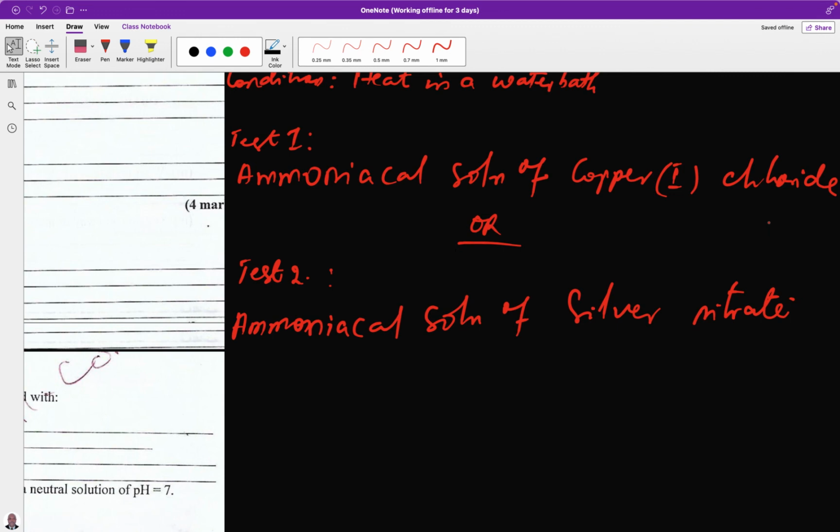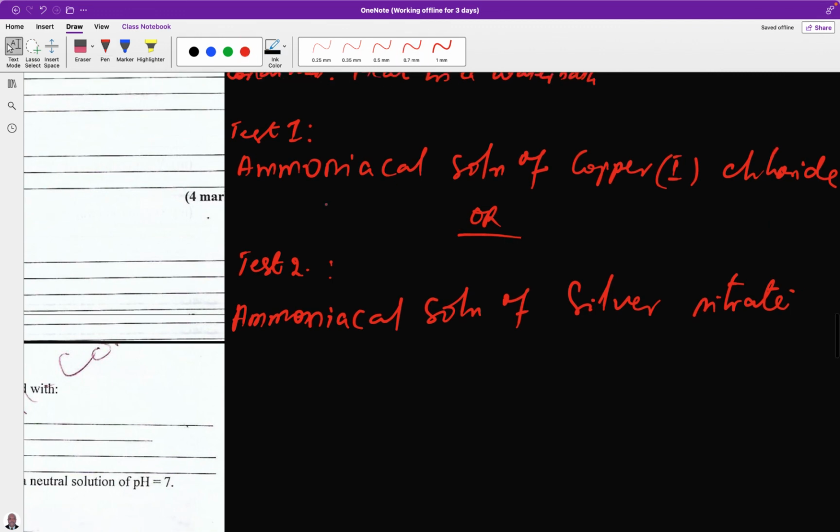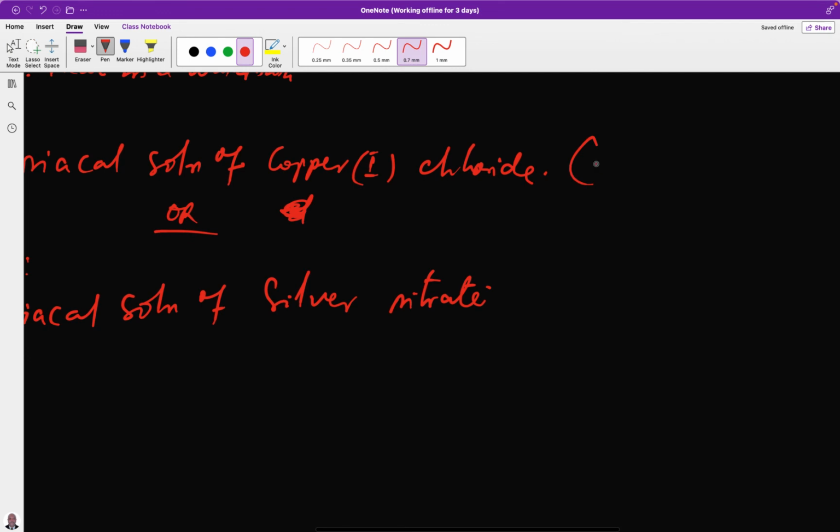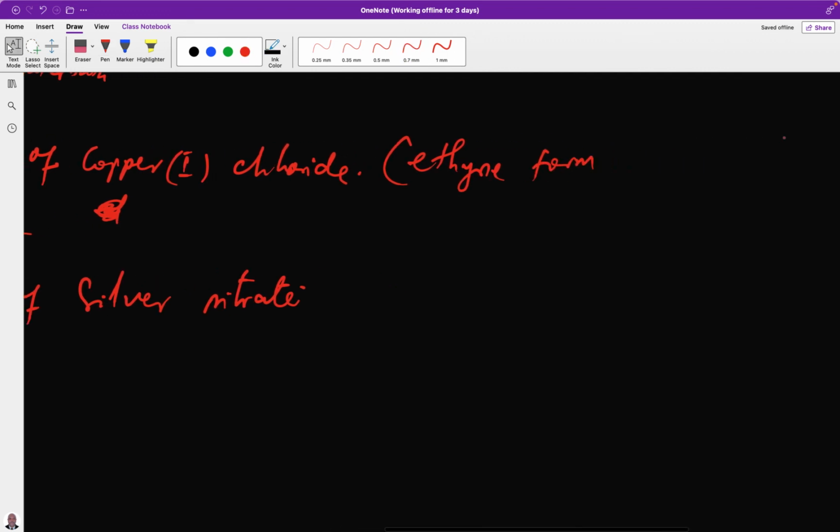Ethyne, with this one, forms a red precipitate. With ammoniacal solution of copper 1 chloride, ethyne will form a red precipitate, whereas ethene does not.